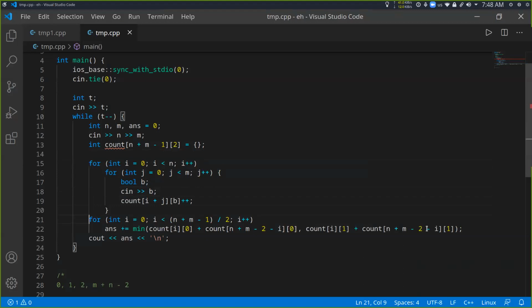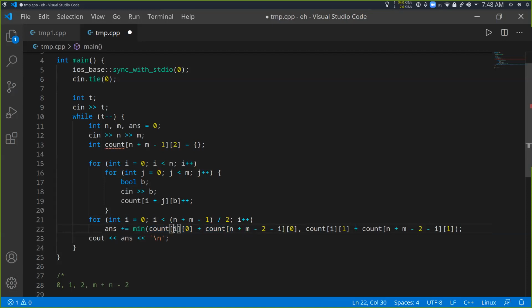So the real computing part is here, and here is the number of the diagonals, which is n plus m minus 1, which is at most 58. So the answer is adding the minimum of the count of zeros and the count of ones for every corresponding diagonal. So this is the first with the last, and then the second with the second last, and so on.